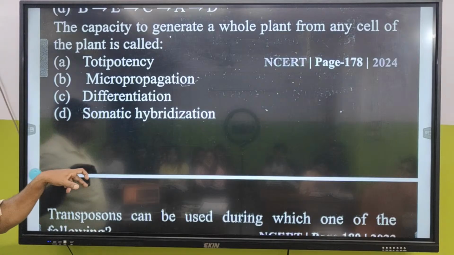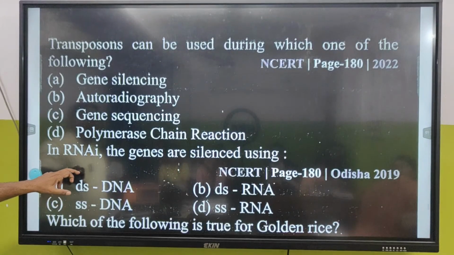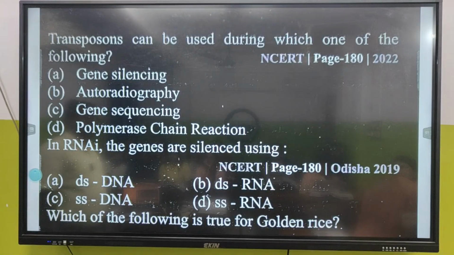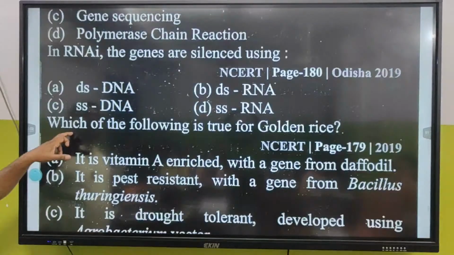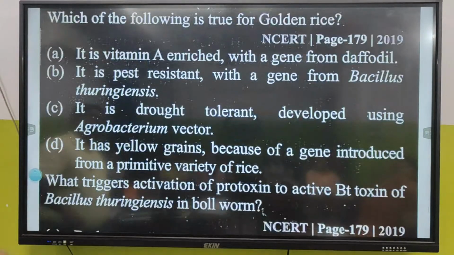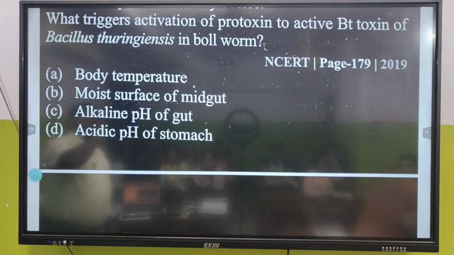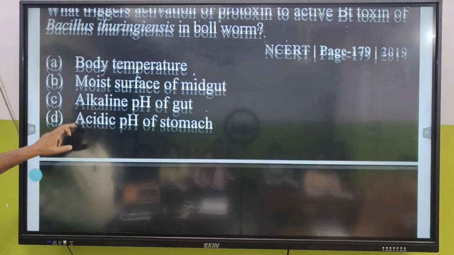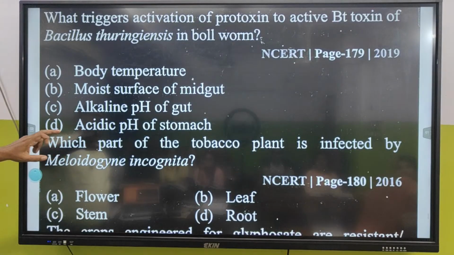We haven't done it, but the answer is totipotency. Transposons can be used during which one of the following? Very good, gene silencing. In RNAi, the genes are silenced using double-strand RNA. Sir, this dsRNA has become very easy for us. Which of the following is true for golden rice? It is vitamin A increased with the gene from daffodil. Good. What triggers activation of protoxin to active? Alkaline pH of the gut.